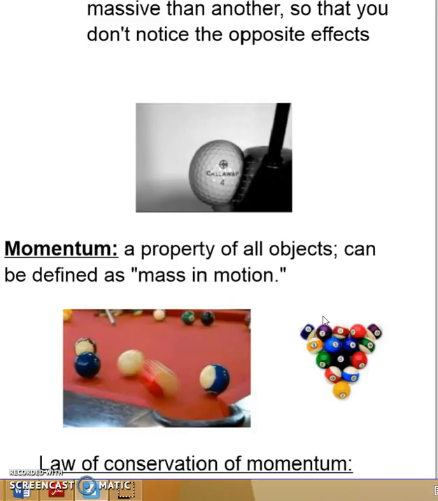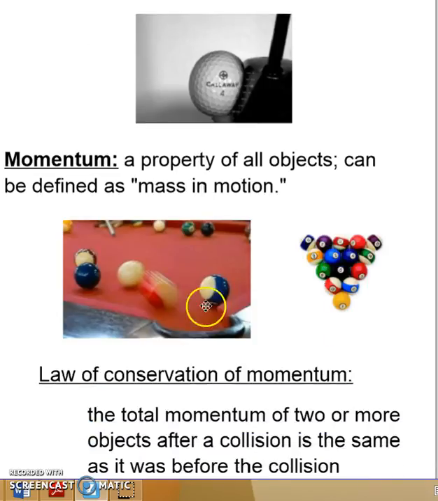Momentum, though, we can define it as mass in motion. And a great example is if you were to play pool. A pool ball has momentum as soon as it starts moving. Remember, everything has inertia whether it's moving or not. Momentum, by definition, something has to be moving. So when you play pool and you hit the ball, you have given it momentum. That mass is in motion.